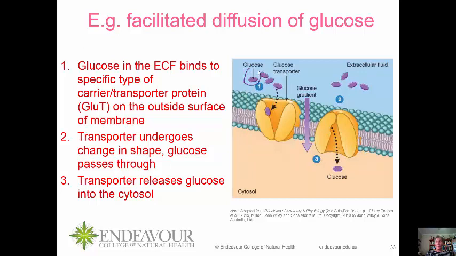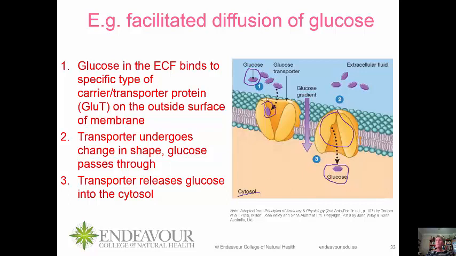So this is your glucose here. You've got a glucose molecule here, and it binds, goes and attaches. You can see where it's attaching here. It's attaching to a specific type of carrier transport protein called a GLUT, glucose transporter. So GLU, glucose, T for transporter, on the outside surface of the membrane. What happens then? You can see here it's changed shape, and the glucose passes through and is released into the cytosol, into the inside of the cell.